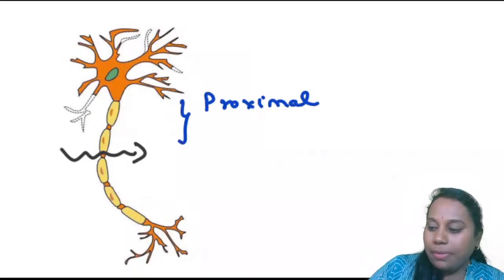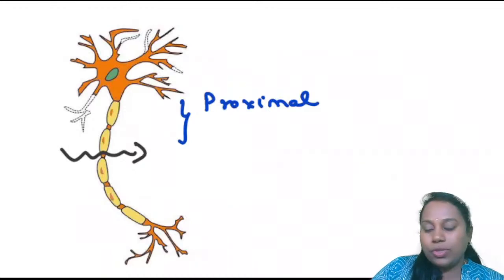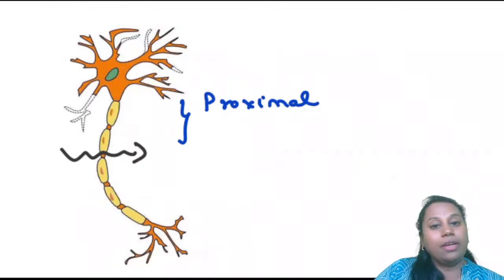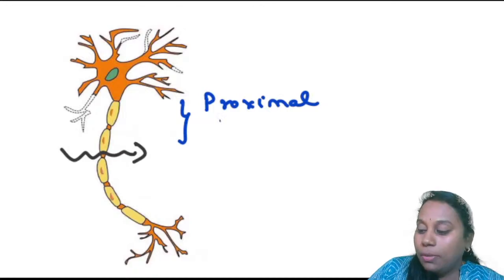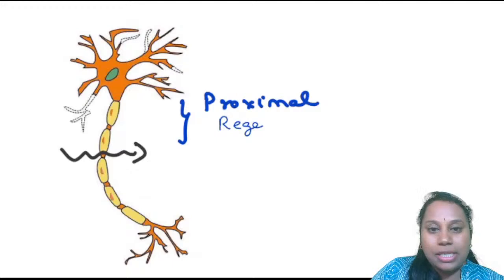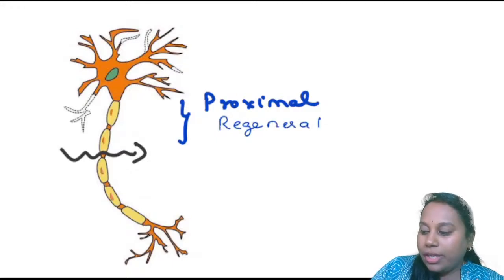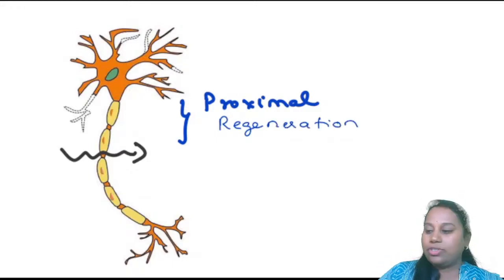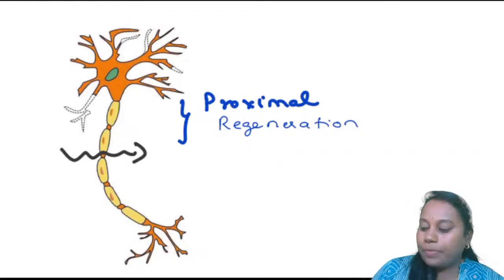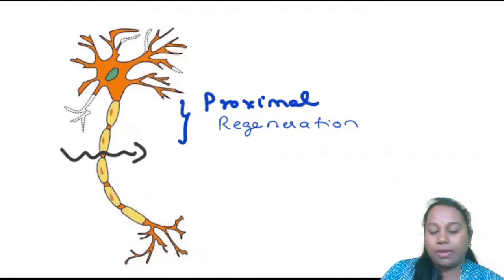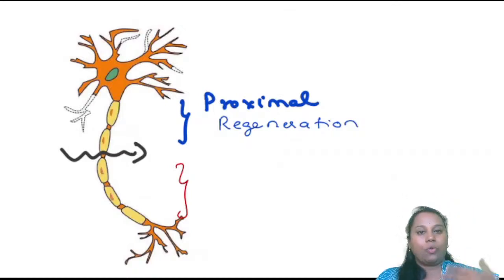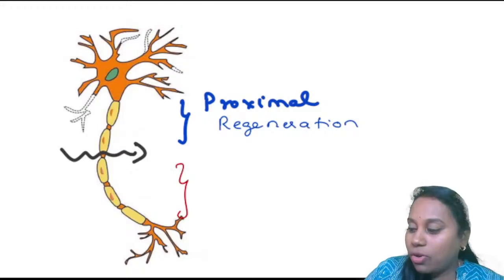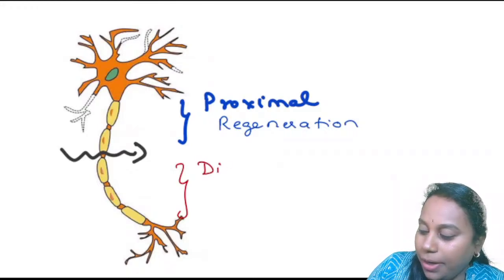And the proximal segment, since it is close to the cell body, can receive enzymes, proteins, and growth factors, and therefore the proximal segment can easily go for regeneration. This is called proximal regeneration. The distal segment is the segment away from the cell body. So this is called the distal segment.